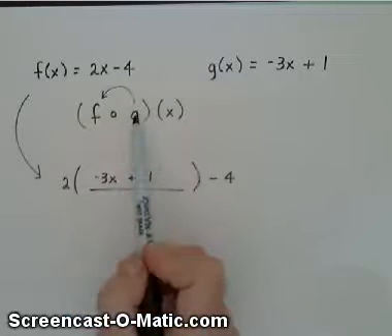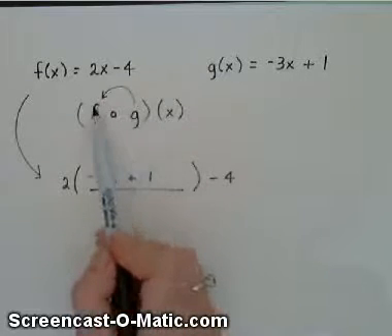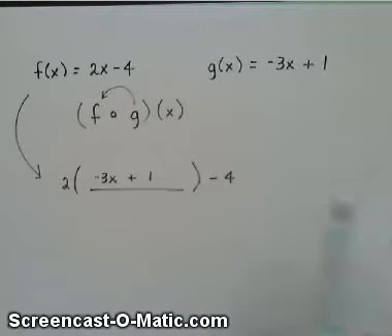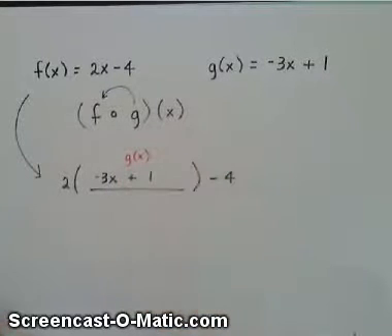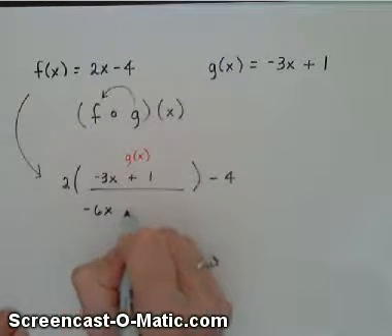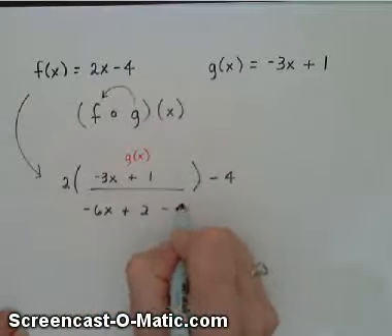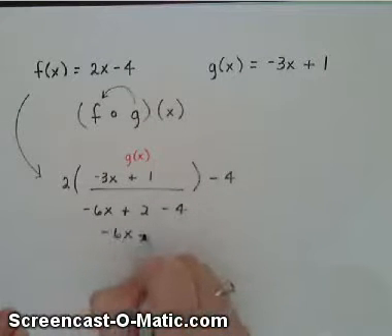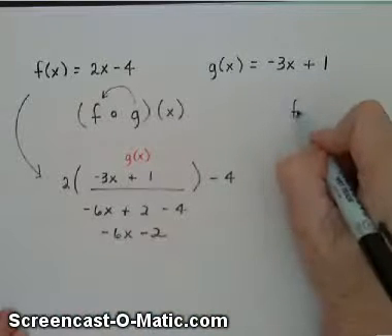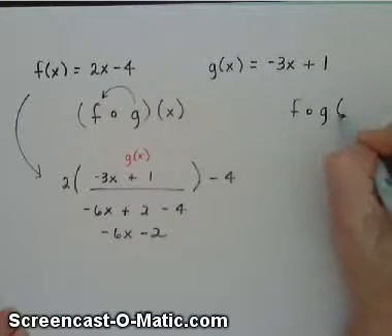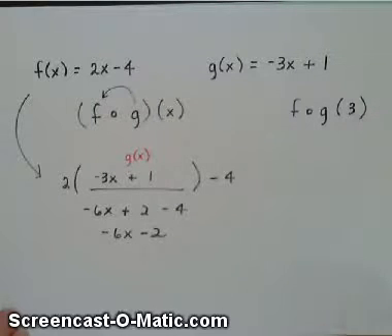So truly, it always goes from the tail. G goes into f. The g of x goes into f. So this is g of x right here. Let me get my red pen and mark that for you. This is g of x, and we have planted it right in the middle of the f function. So the final result here is negative 6x plus 2 minus 4, which in final simplified form is negative 6x minus 2.